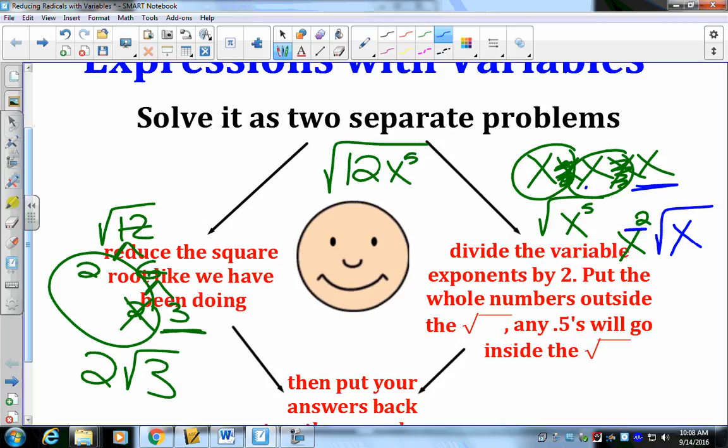Now, one thing to think about with variables is you should never have an exponent left underneath your radical if you're simplifying the square root of a variable. If I had an exponent here, like let's say there was a 3, that means I can make more pairs. So if there is a letter left underneath, the exponent should never be greater than 1. You can use that as a check.